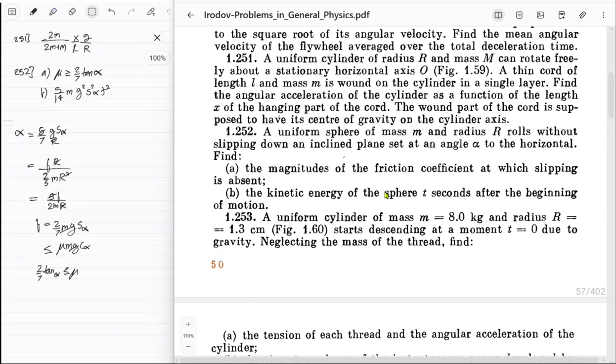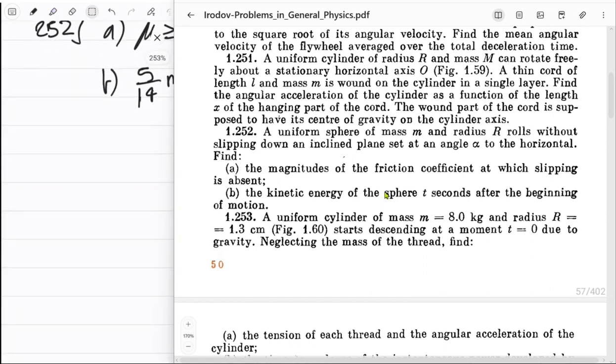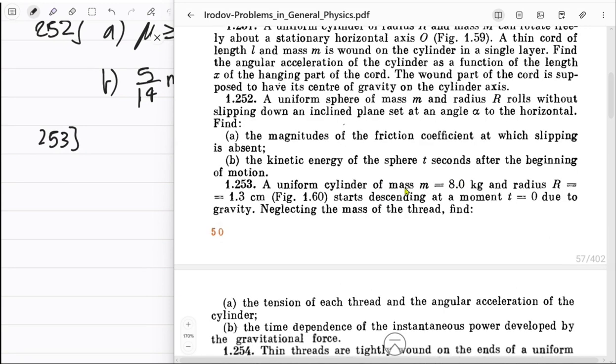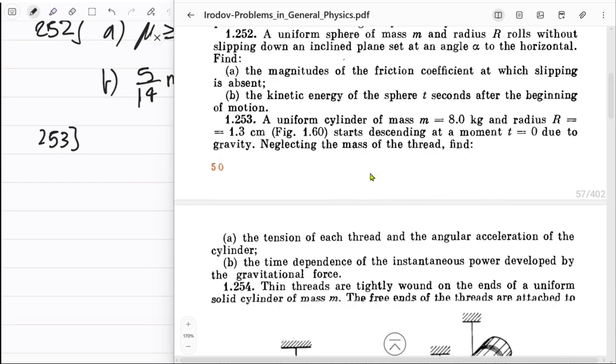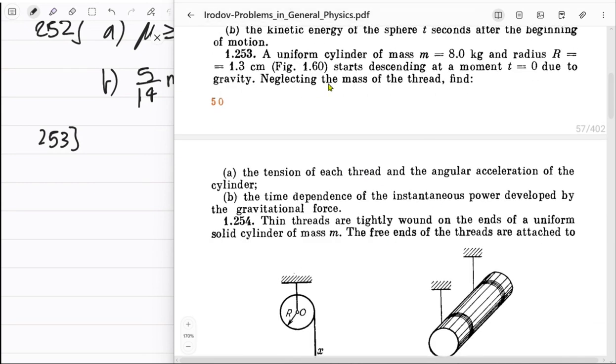Okay, next. 53. 53 is a uniform cylinder of mass m and radius something, starts descending at the moment t equal to 0 due to gravity, neglecting the mass of the thread. Find the tension of each thread and the angular acceleration of the cylinder. So the tensions will be equal, I guess. And the angular acceleration of the cylinder, okay. The time dependence of the instantaneous power delivered by the gravitational force.